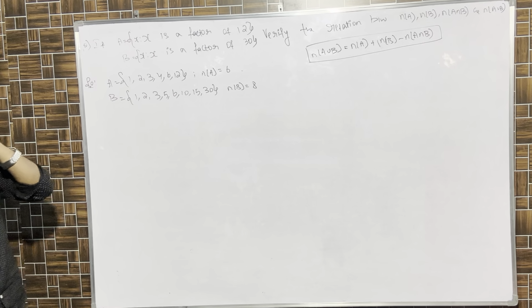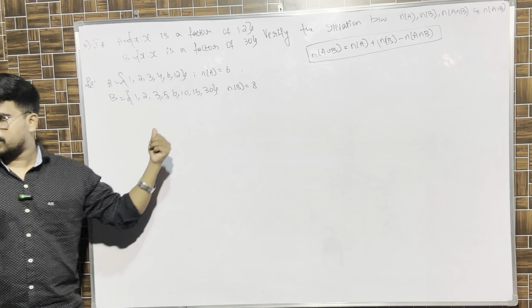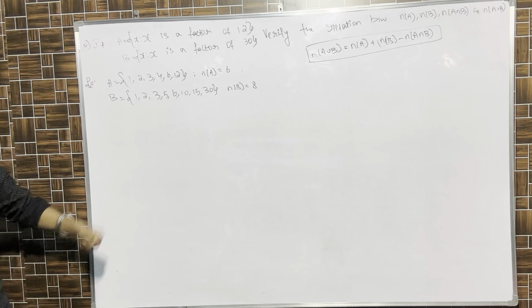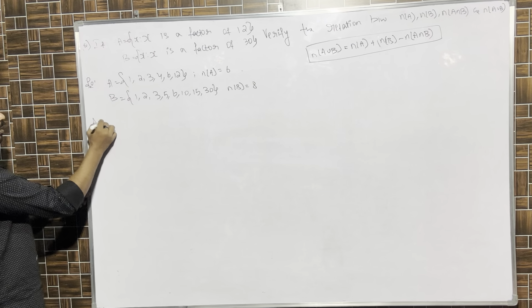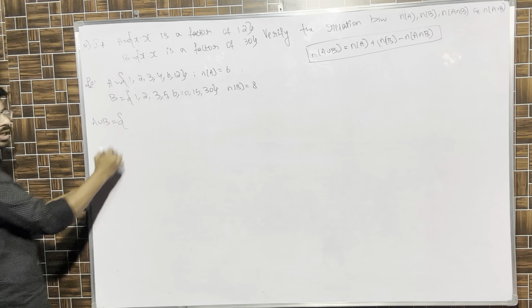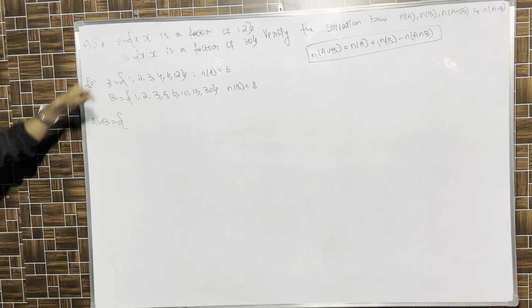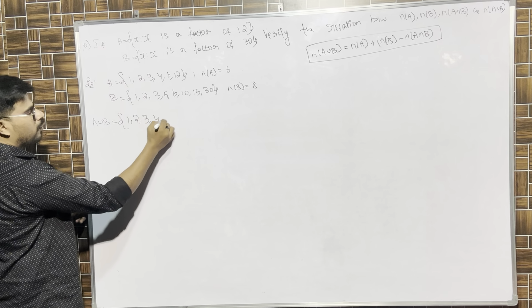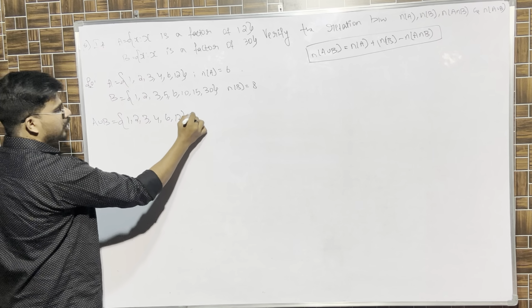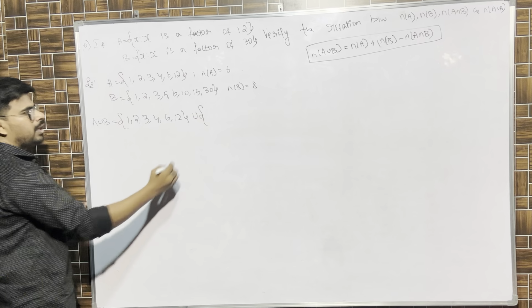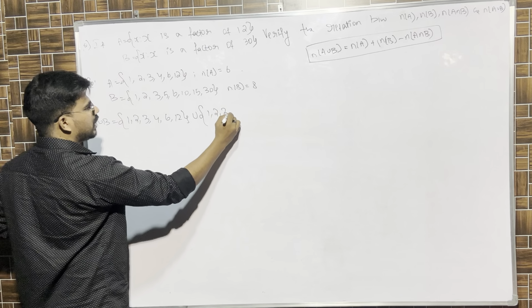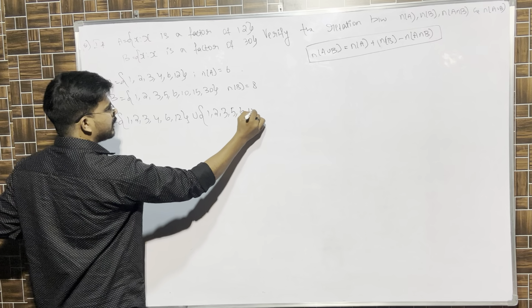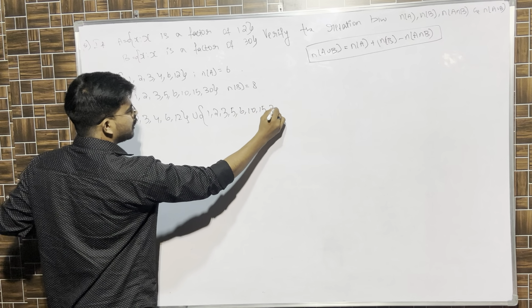n of A union B and n of A intersection B are required. So before that we have to find A union B and A intersection B. A union B is equal to, let me write A first. A is 1, 2, 3, 4, 6, 12. Union B. What is B? 1, 2, 3, 5, 6, 10, 15, 30.